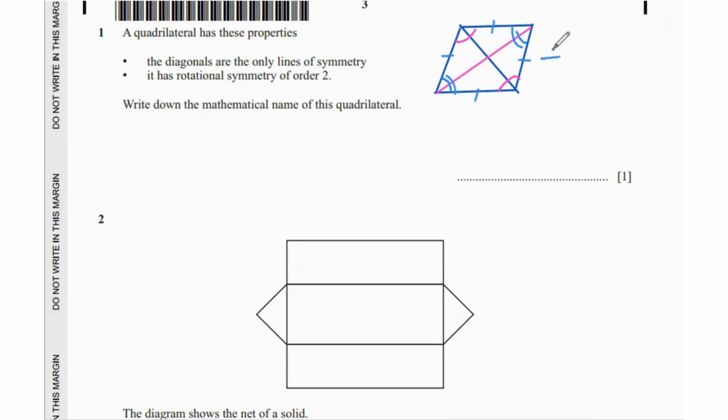And for the rotational symmetry, if you rotate it once, that's going to give us this one, and then again, that's going to give us the same shape. So when you rotate it twice, you go back to the original shape. That means the order of rotational symmetry is 2. And the lines of symmetry, as I said, are the diagonals. So the answer is rhombus.